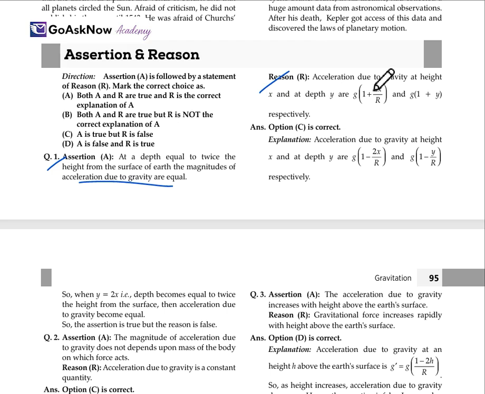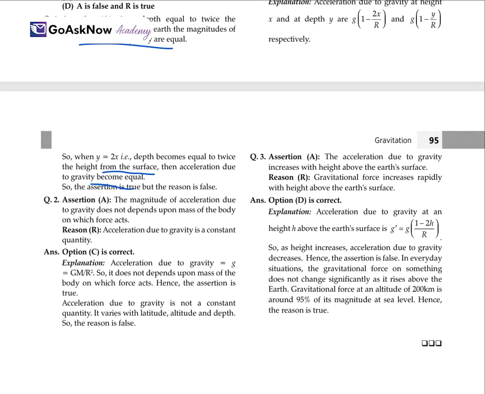Now, second, according to this, the acceleration due to gravity at height h and depth y is given by this equation. So when y is equal to 2h, the depth becomes twice the height from the surface, and then the acceleration due to gravity becomes equal. So the assertion is true. Here it is concluded from this equation that the assertion is true, but the reason is false. So option C will be the correct one. With respect to the statement and the equations, we have to conclude which one is correct and which one is wrong.